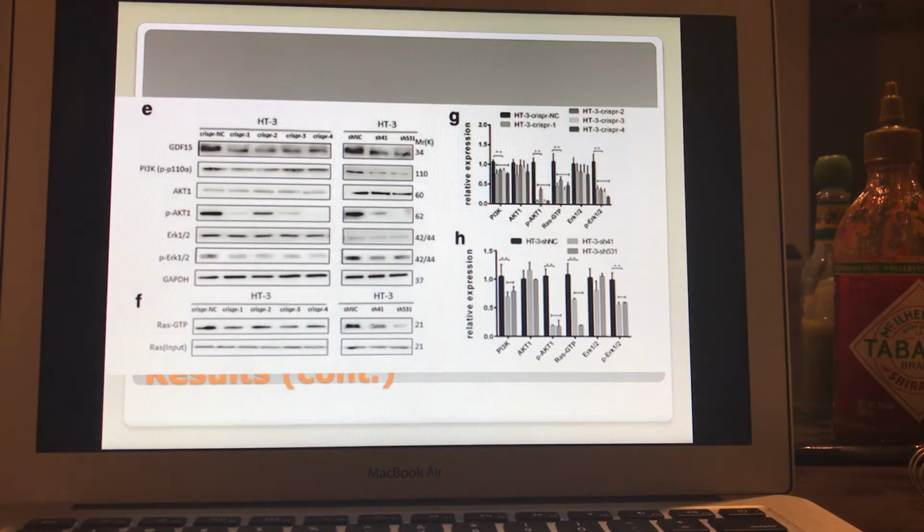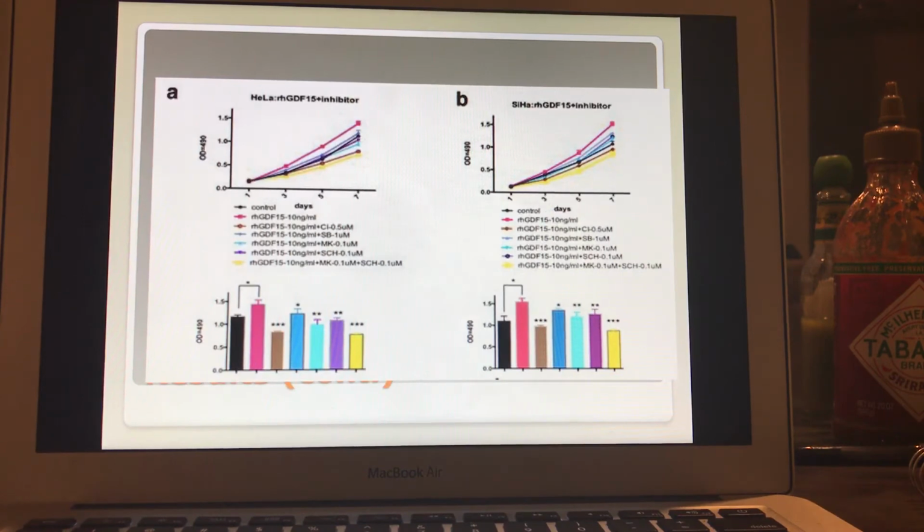All of these data suggest that GDF15 promoted cervical cancer cell proliferation and tumor formation via activation of the PI3K-AKT and MAPK-ERK signaling pathways. In a previous study, macrophage inhibitory cytokine 1 activates AKT and ERK1/2 via the transactivation of ERBB2 in human breast and gastric cancer cells. It was shown that ERBB2 is transactivated by GDF15 in human breast and gastric cancer cells.